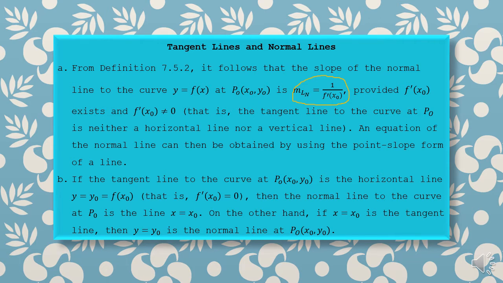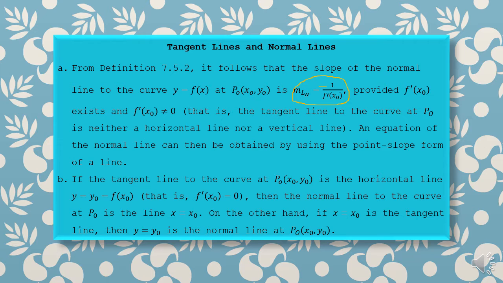Ibig sabihin nun, di ba, yung sa definition ng tangent line, ang slope niya is the first derivative of the given function of the given curve y equals f of x. Yung sa normal line naman, ang slope niya is the negative reciprocal of the slope of the tangent line. May negative dito, class. Okay.